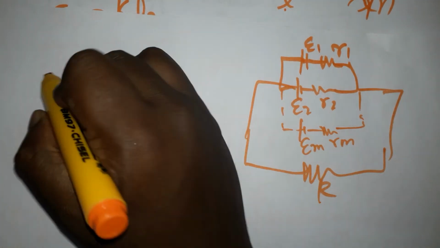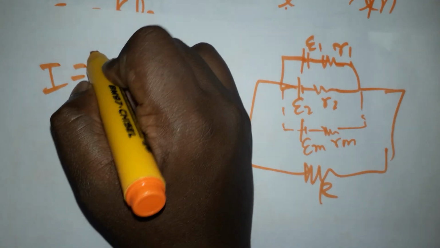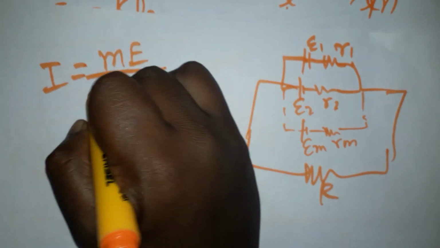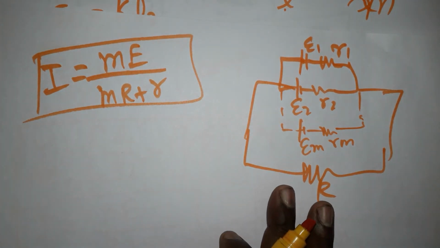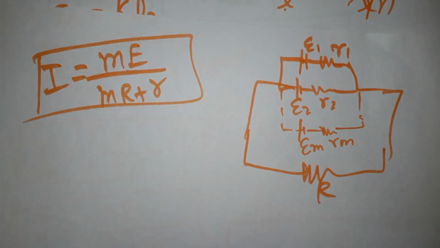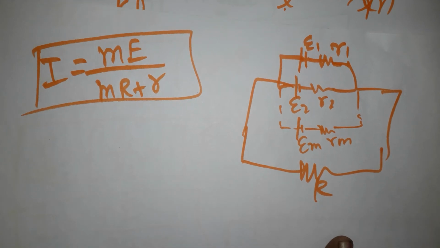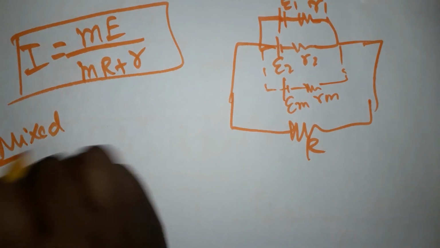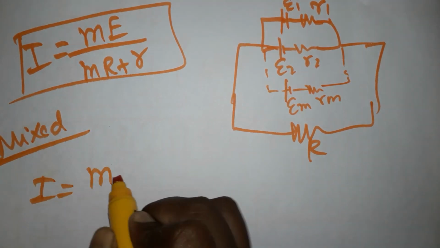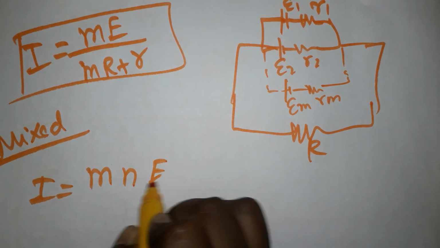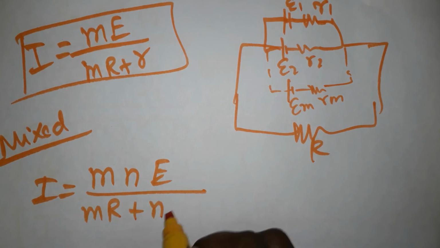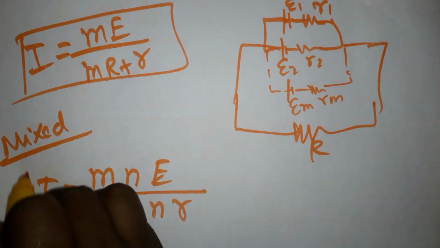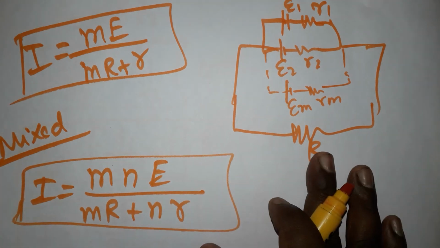From this equation we are going to get I is equal to M E divided by M R plus small r. This is the equation we get for EMFs connected in parallel. Before, we saw n cells in series and M cells in parallel. When it is a mixed series-parallel connection, the total current is equal to the EMF of each cell times the number of series cells, divided by M times the external resistance plus n times the internal resistance. When the connection is mixed, you can use this formula to find the current.